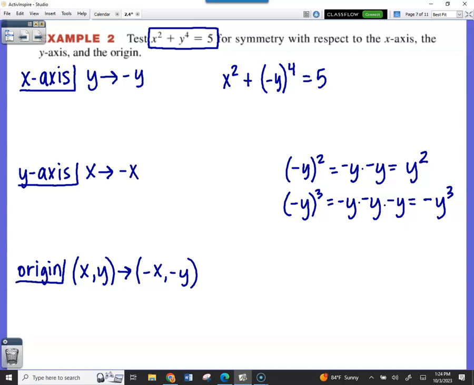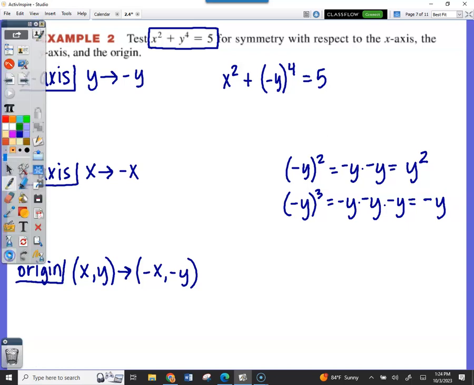One would be even, so it would end as positive y to the fourth. So, she's saying like this.